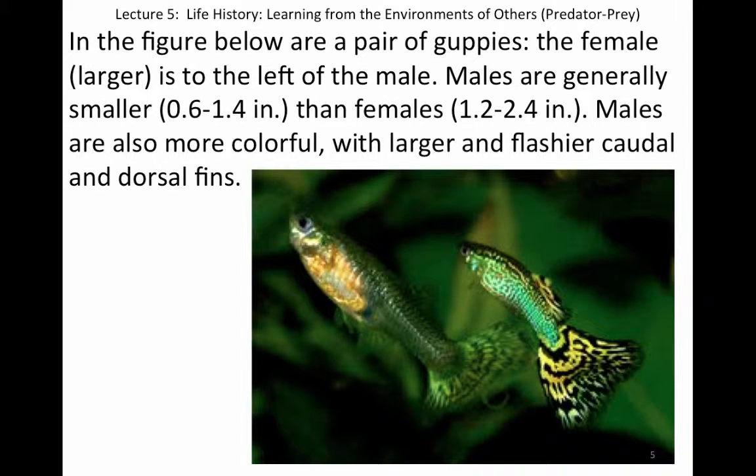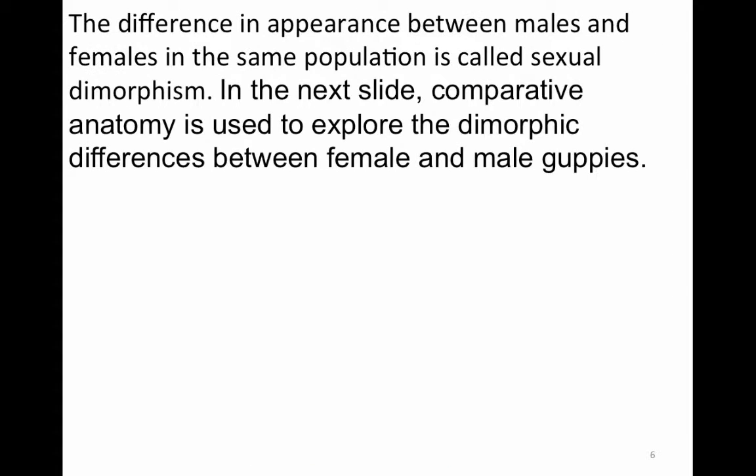In the figure below are a pair of guppies. The female is to the left of the male. Males are generally smaller than females. Males are also more colorful, with larger and flashier caudal and dorsal fins. The difference in appearance between males and females in the same population is called sexual dimorphism.